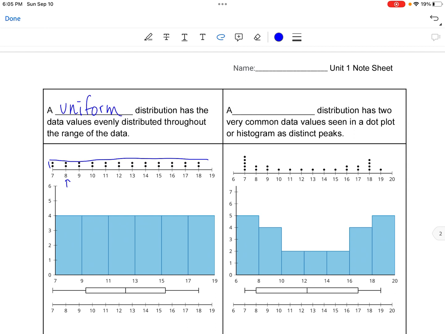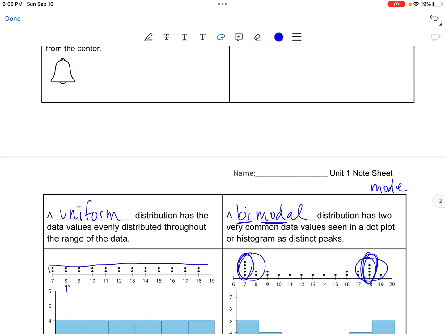And then this last one, the data has kind of 2 separate groups where there's the majority. So we call that bimodal. Bi meaning 2, and a mode in a data set is where you have a lot of data. So here's one mode, and here's the other mode, bimodal.